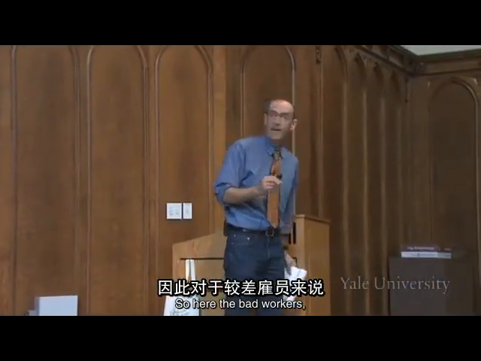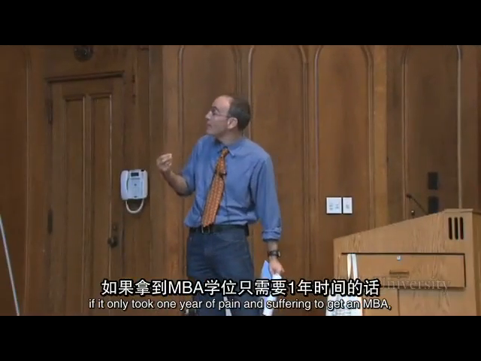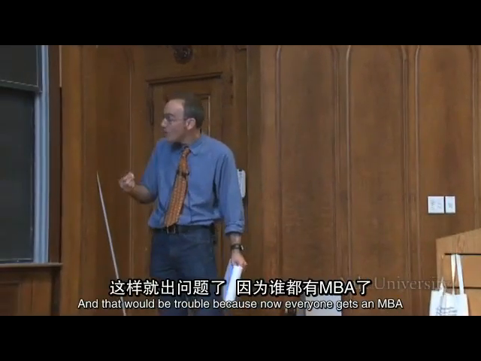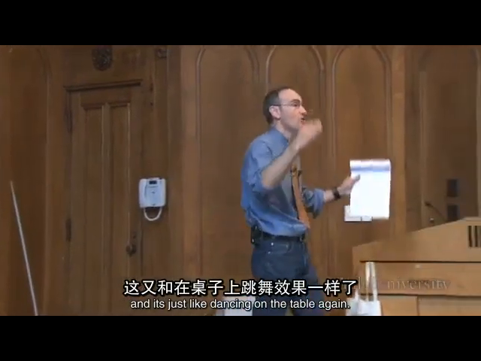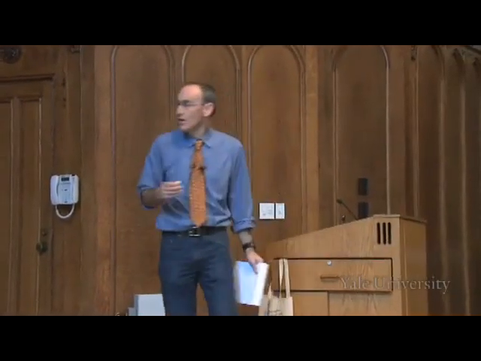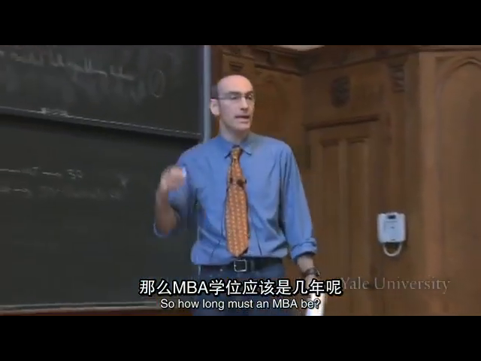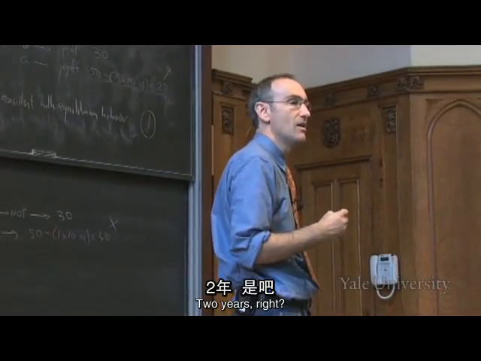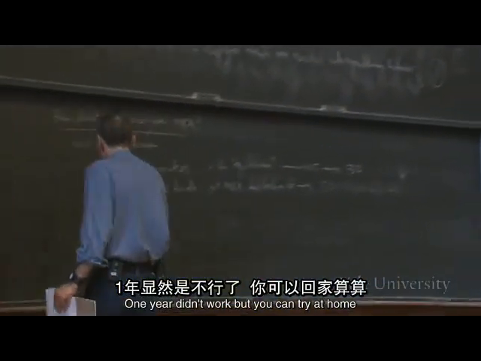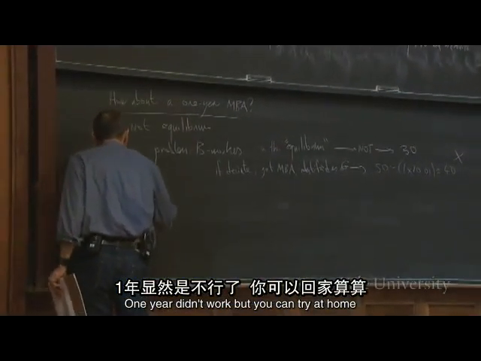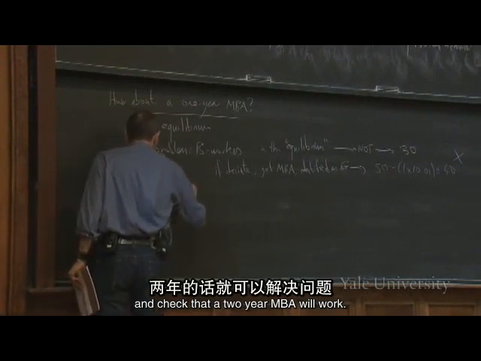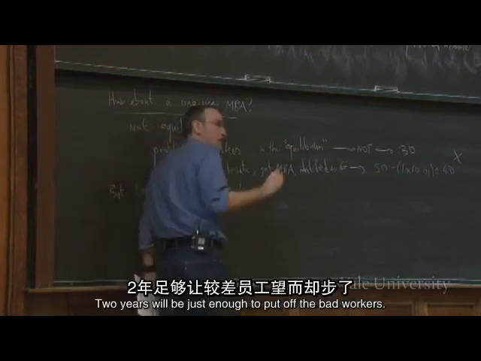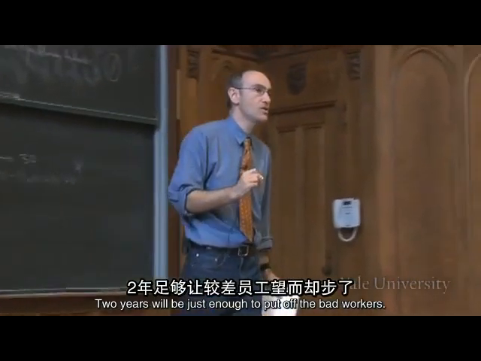Everyone see that? Right? So here, if it only took 1 year of pain and suffering to get an MBA, the bad workers would go and get an MBA as well, and that would be trouble, because now everyone gets an MBA, and it's just like dancing on the table again. All right? So, how long must an MBA be? In this model, with this cost structure, how many years must it take to get an MBA? 2 years, right? 1 year didn't work, but you can try at home and check that a two-year MBA will work. 2 years will be just enough to put off the bad workers.